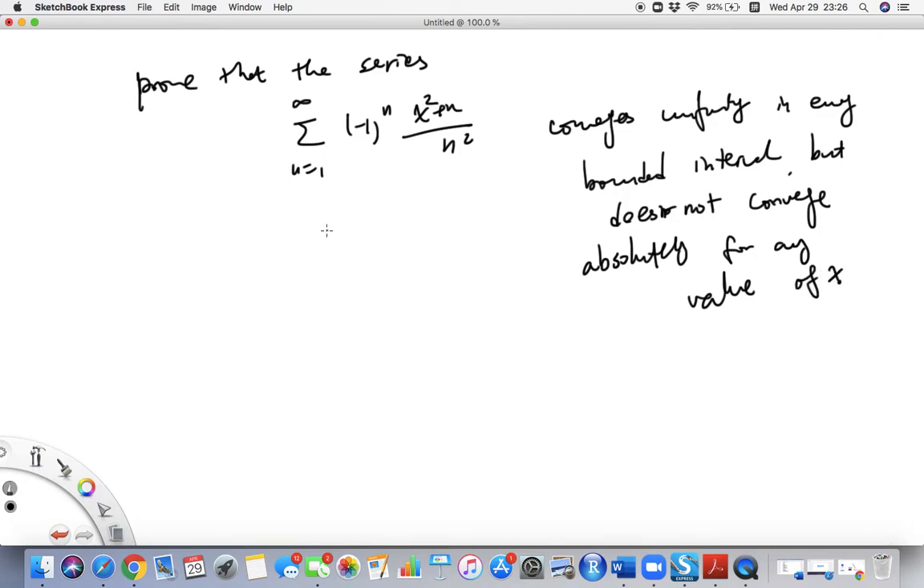Okay, so first, how do we show convergence is uniform in every bounded interval? We can decompose this into a sum of two series.